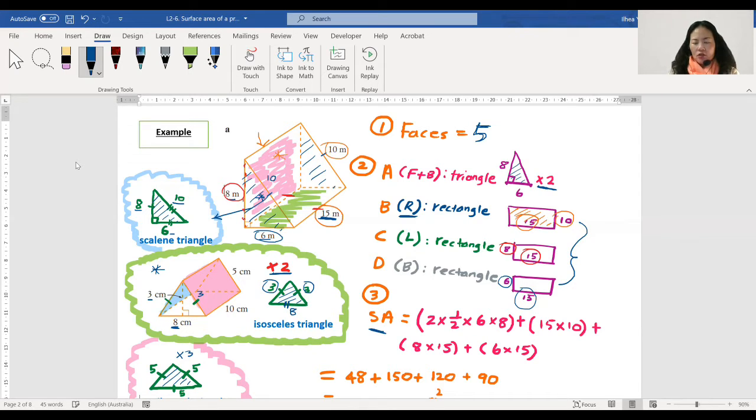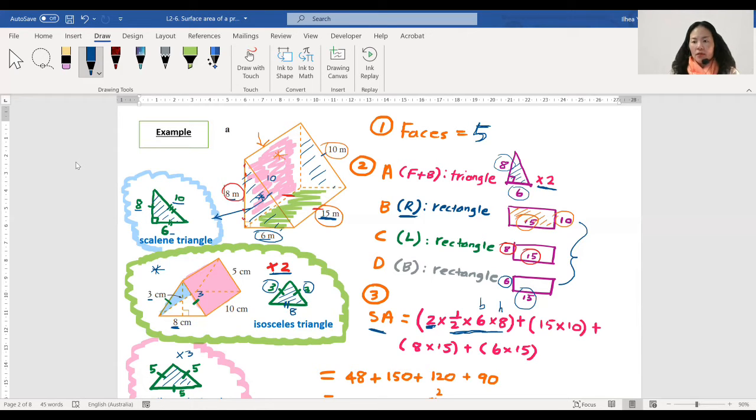Triangle, the 2 of them, because it's the front and the back, so I'll put double, so 2 there. Now this is actually a formula for a triangle. Half times base times height, isn't it? The base is 6 and the height is 8. Now it doesn't really matter if you choose the 8 as your base and the 6 as your height. It doesn't really matter because when you multiply it, it's all the same.